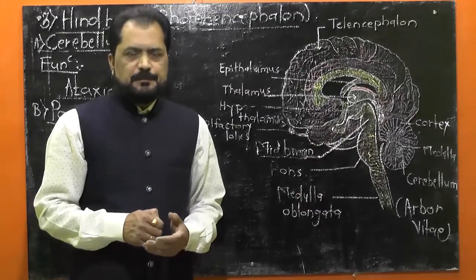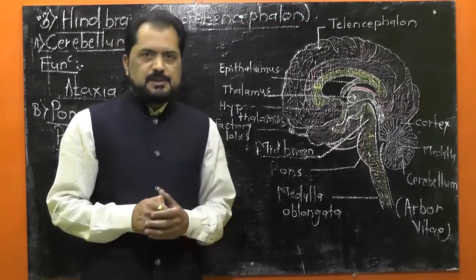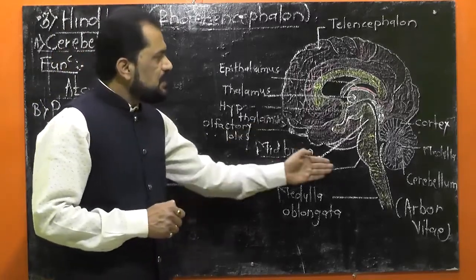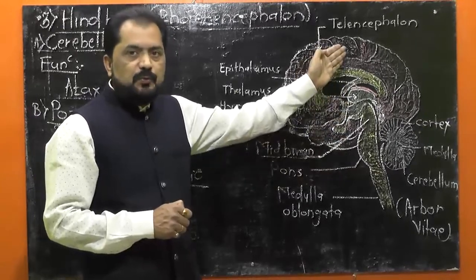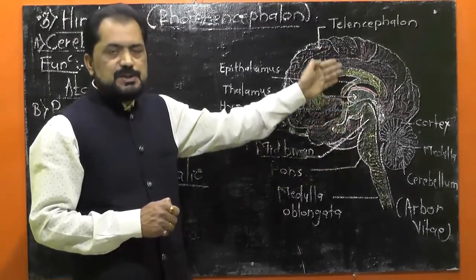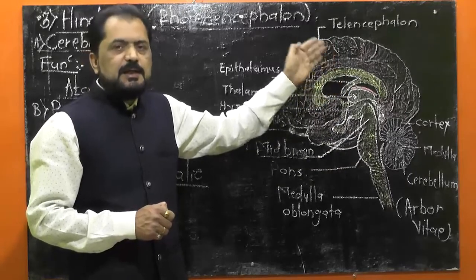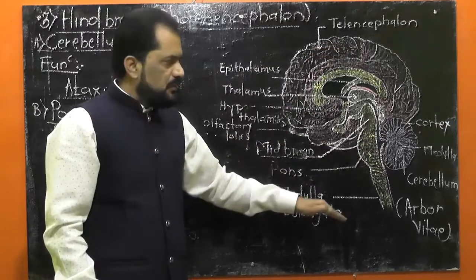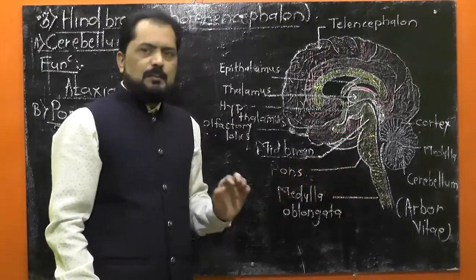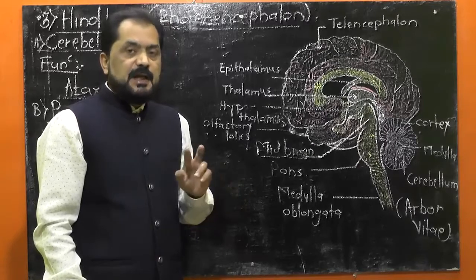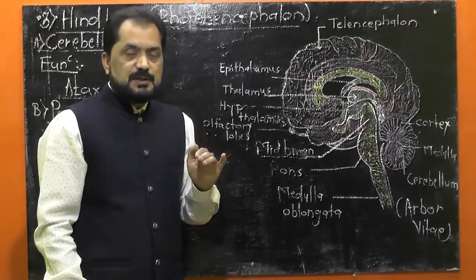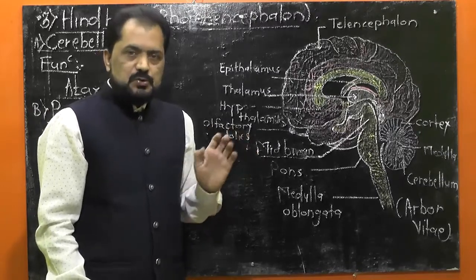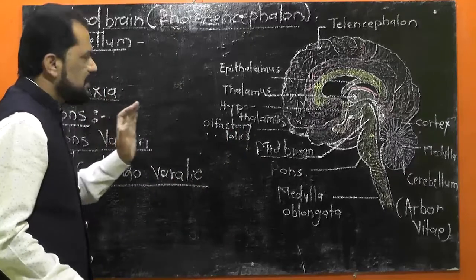So pons varolii includes the nerve tracts which conduct electric signals, sensory impulses towards the thalamus, that is towards the forebrain, as well as it conducts impulses from cerebrum down to the cerebellum and medulla oblongata. As it connects both the cerebellar hemispheres, that's why the name is given as pons or bridge also. So here we have studied about the pons varolii.